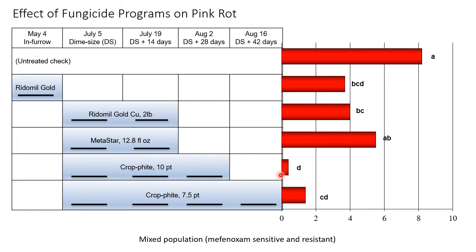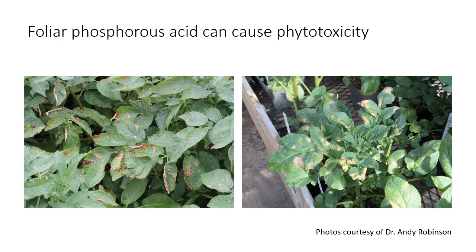There have been issues or concerns about phosphite causing phytotoxicity, which it does fairly regularly. So we also looked at a reduced rate, which was 7.5 pints 4 times. So applications made at dime-sized tubers and then followed on a 2-week schedule. It was statistically significant to the 10-pint approach, but it had a little bit more disease. In fact, we found that statistically it also was similar to the mefanoxam approach.